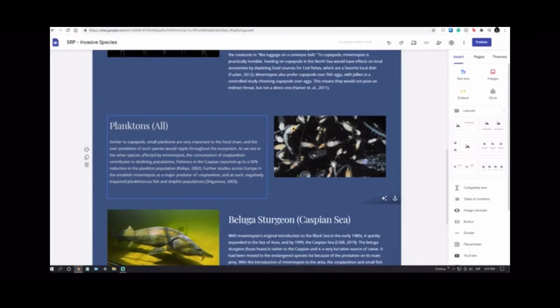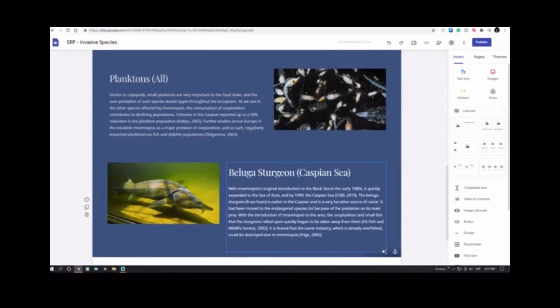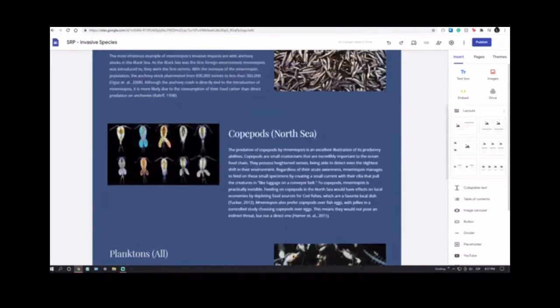Lastly, we have the beluga sturgeon, which is native to the Caspian Sea, where Mnemiopsis was introduced in the late 1990s. The beluga sturgeon is very lucrative for its fish eggs, which is caviar, the most expensive caviar, and the introduction of Mnemiopsis has brought predation against its eggs and its food sources, therefore bringing disastrous economic outcomes for the local economy.